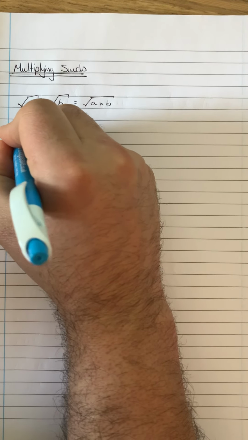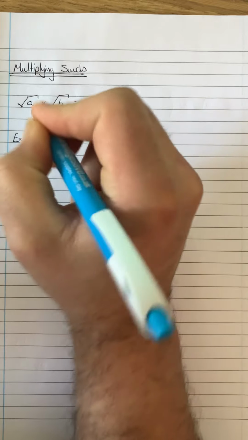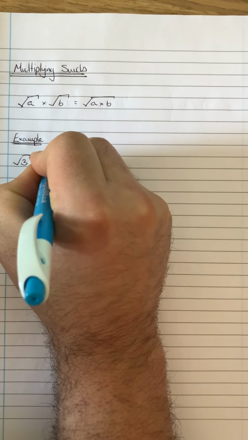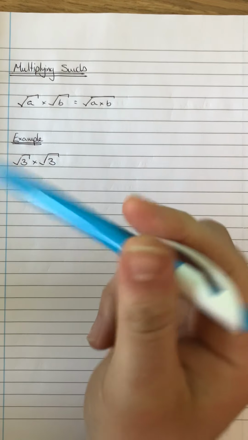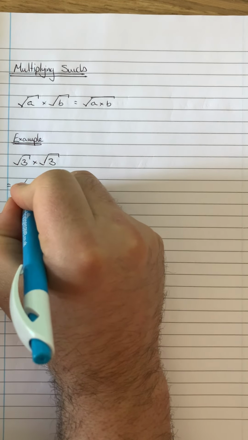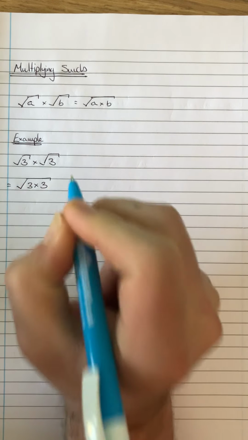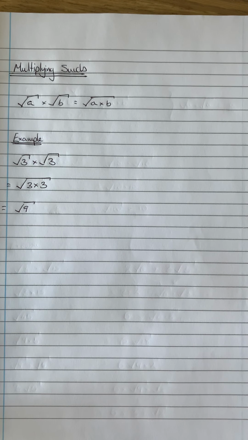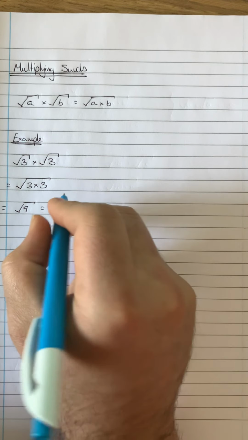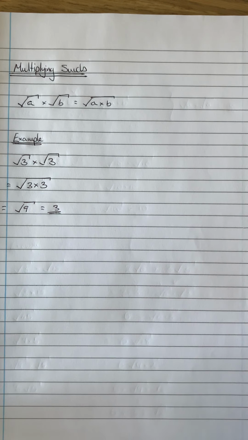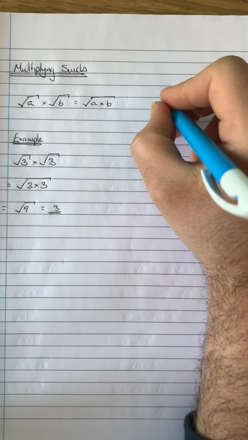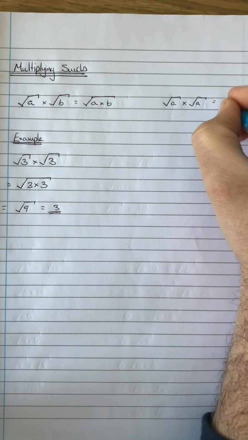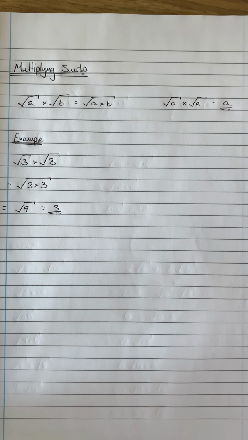So a good example of this would be if we had the square root of 3 times the square root of 3. Using our rule up here, we can take them both, put them under the same root, and figure it out. The square root of 9. So in this case, we know the square root of 9 is 3. That brings an interesting idea that if we have two that are the same multiplied together, we will just end up with the number that's underneath the root.